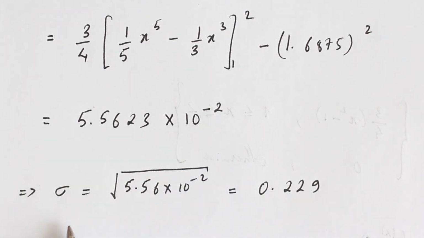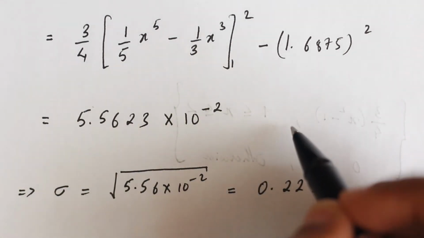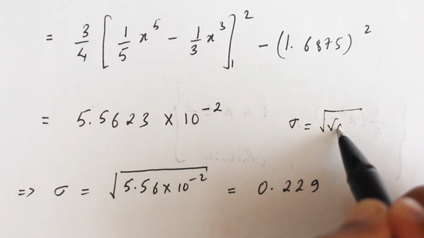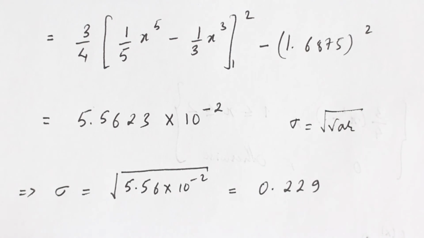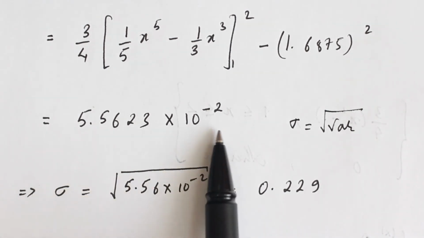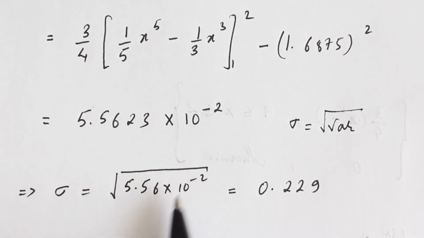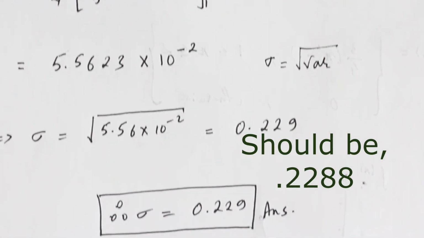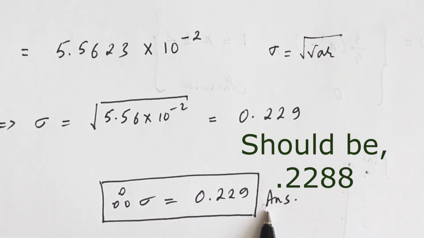And because the standard deviation is the square root of the variance, and this is the variance, we take the square root to finally get 0.229 as your answer.